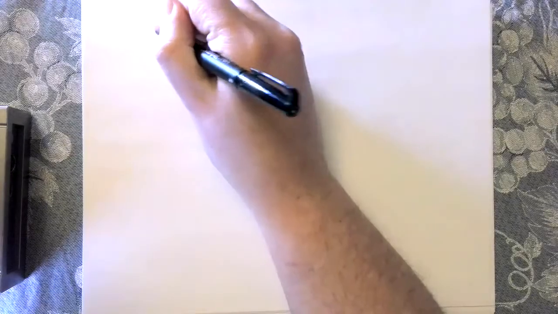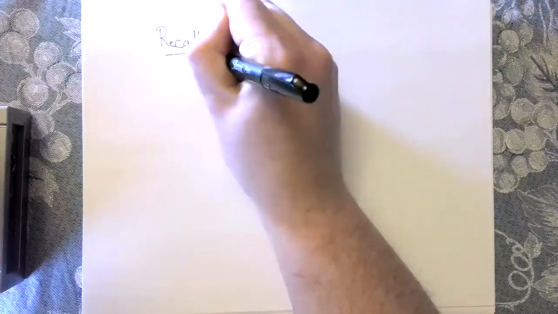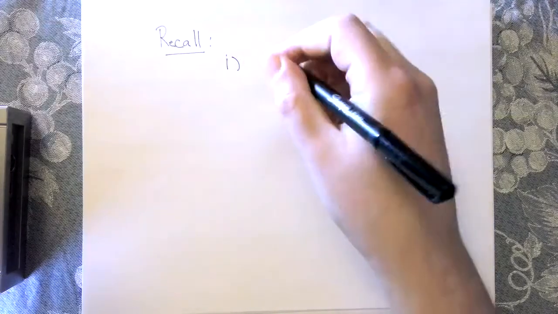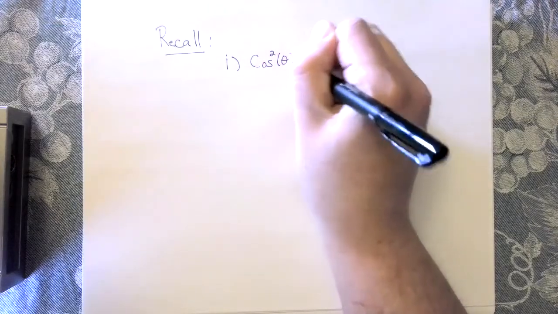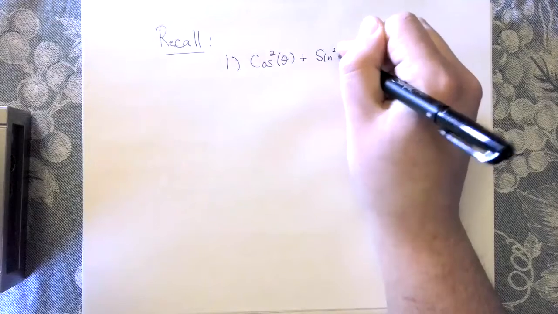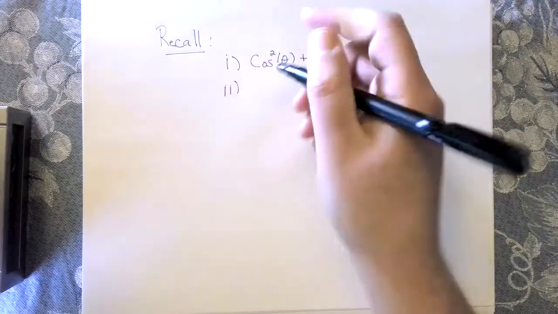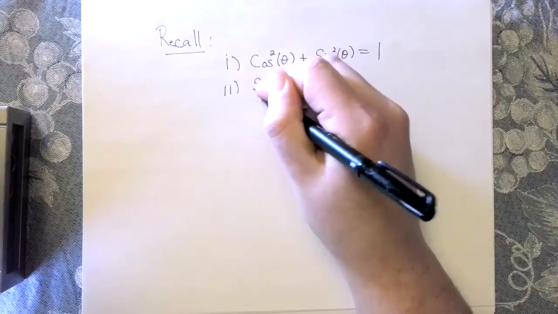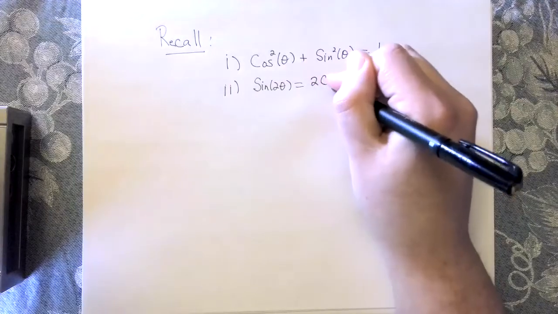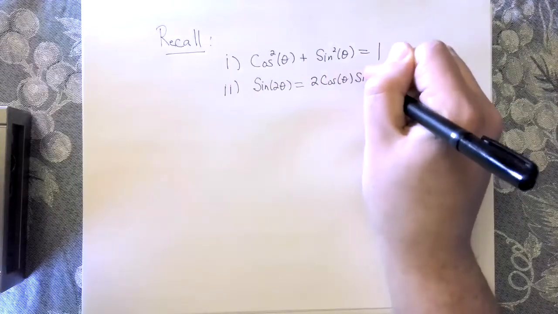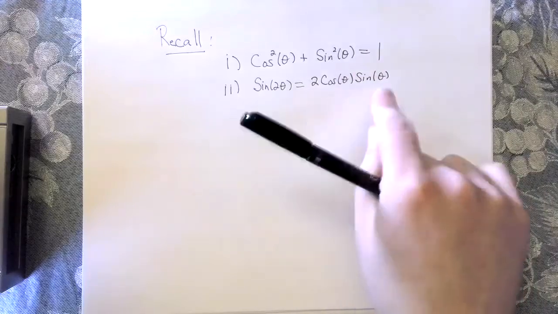So of course, recall the following. We're going to need that cosine squared of theta plus sine squared of theta is 1. That's a classic. But we also want to recall some double angle formulas. So sine of 2 theta is exactly 2 times cosine theta times sine of theta. Of course, I could write that in the other order, 2 sine cosine, both of theta, by commutative law of multiplication.